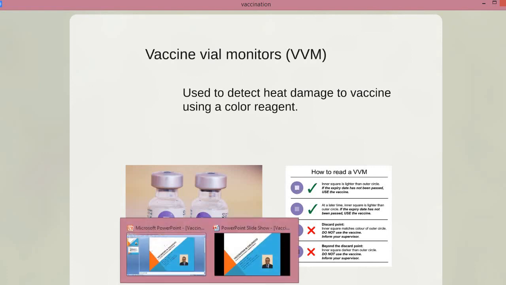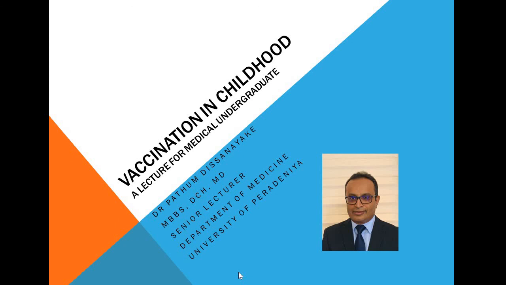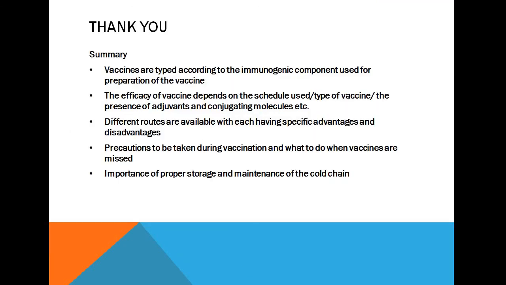So with that we come to the end of the presentation, and now I will give you a summary of the presentation so far. Today we have learned about vaccines and the types of vaccine according to the immunogenic component used for preparation of the vaccine. We learned that the efficacy of a vaccine depends on the schedule used, the type of vaccine, the presence of adjuvants and conjugating molecules. We learned that there are different routes available, each having specific advantages as well as disadvantages.